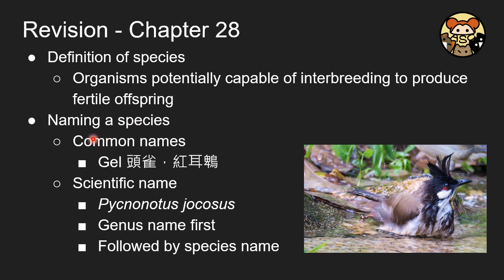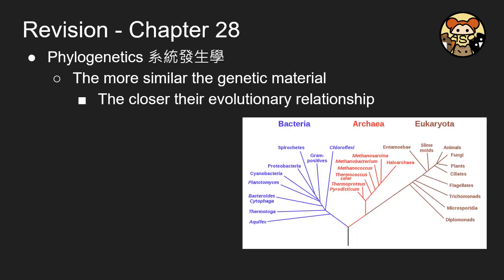And why is naming essential? Because as shown here, this bird is known as the 紅耳鵯 or the 焦頭雀. This is the common name of this bird. However, different regions of the world and different people may call it differently. That's why we have a scientific name. Whenever I use this particular name, it means this species. The genus is this word, and the species name is this word. So it's a combination of the genus name and the species name.